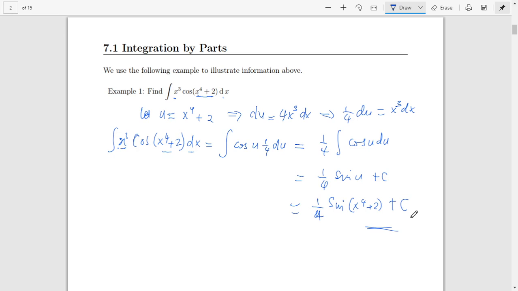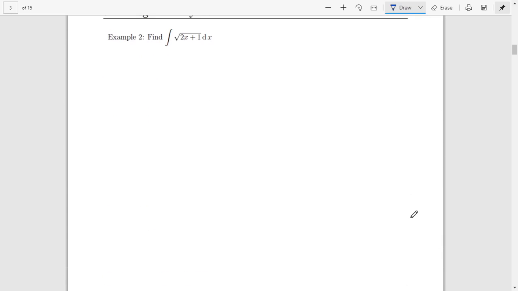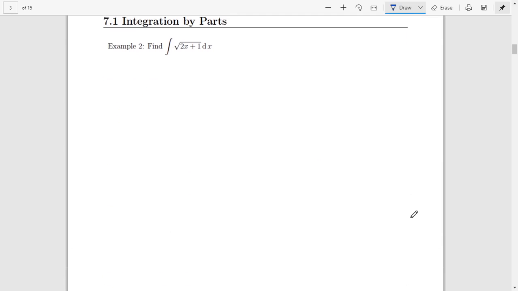Next, let's look at one other example on this integration by substitution, or u sub as you may call it for short. We are asked to find the integral of the square root of 2x plus 1 dx. Now the main function here is square root, but inside this square root function there is another function, 2x plus 1.